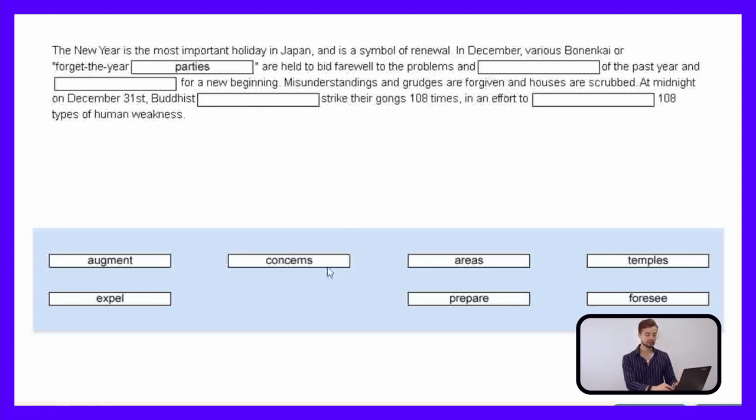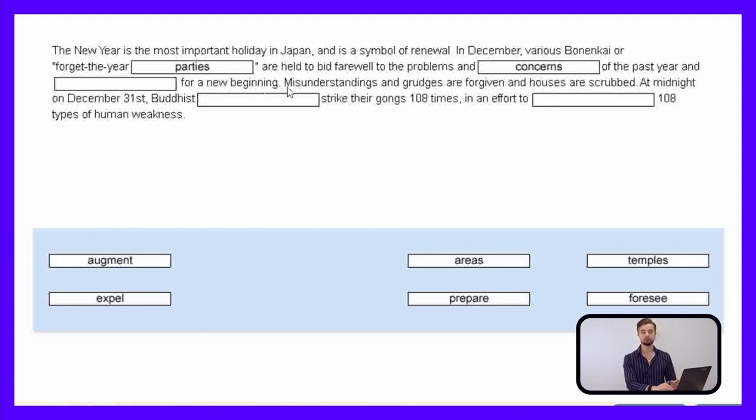Problems and could be concerns, problems and areas, problems and temples. But you have to use your logic as well. You have to figure out which one of those is the most similar to the word problems. So problems and areas, problems and temples, but problems and concerns could be the right answer. Let's go for the next one.